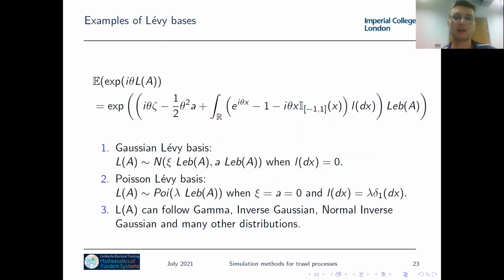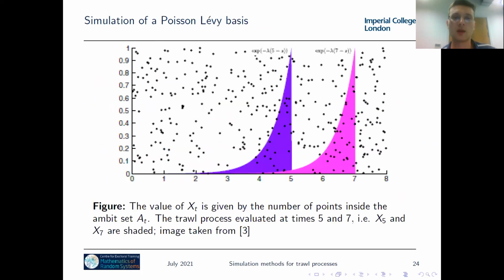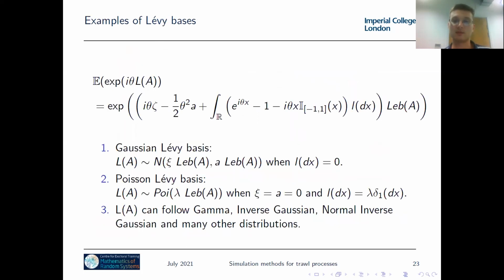L of A can follow many other laws such as gamma, inverse Gaussian, normal inverse Gaussian, so on and so forth. Before we introduce the new simulation algorithm, let us discuss what previous simulation ideas used. So let us begin by trying to simulate a Poisson Levy basis. So the second example on this slide.